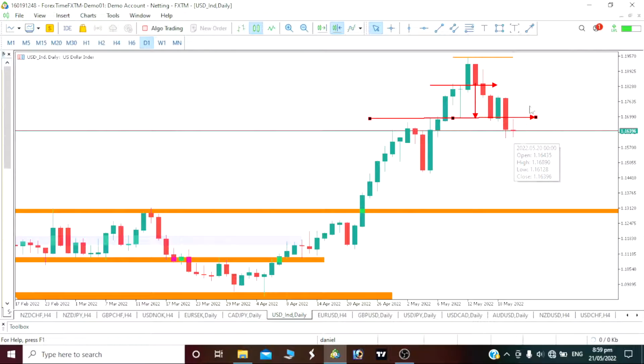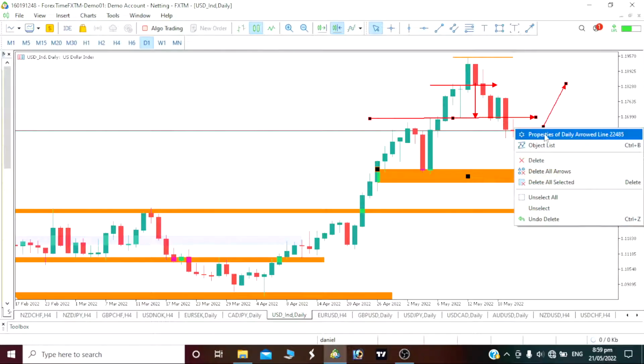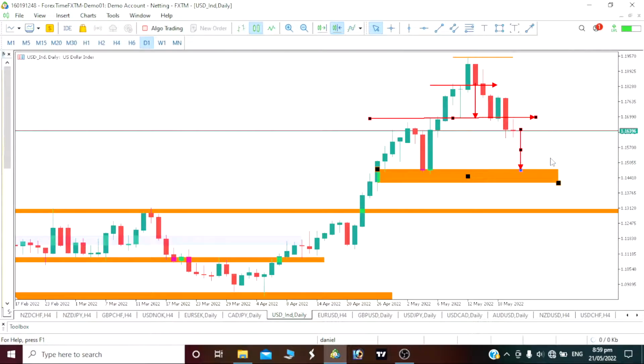So where do you think our price will go this week? There are two ways our price can go. We are looking for another fall to this area here before we see that push up. Remember, we are waiting for a push up, right? We want to take a buy position, but before we go bullish on our USD index, we will probably see another fall to hit this liquidity area here before we see that bullish move.